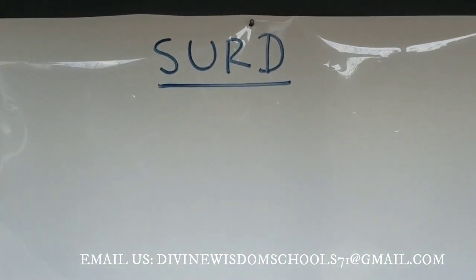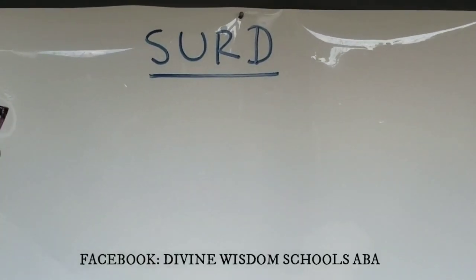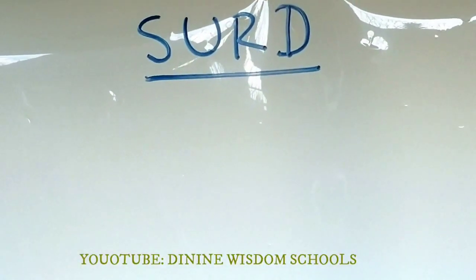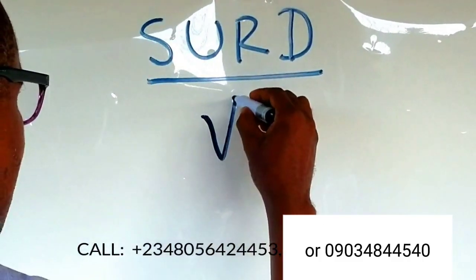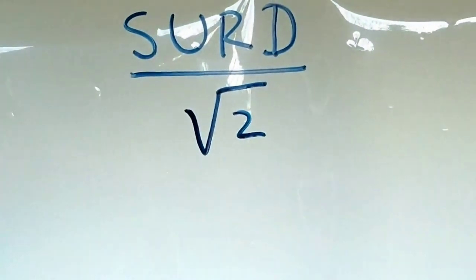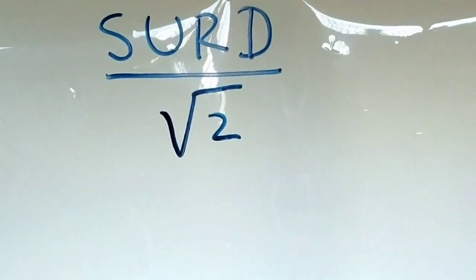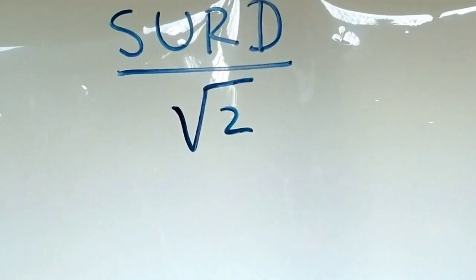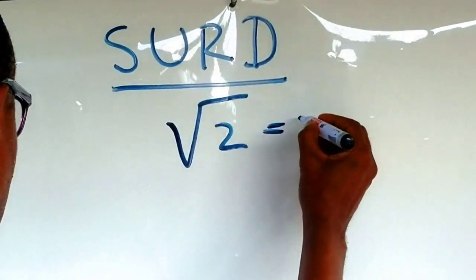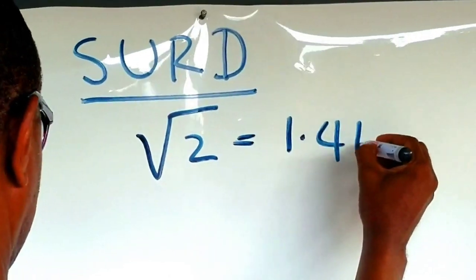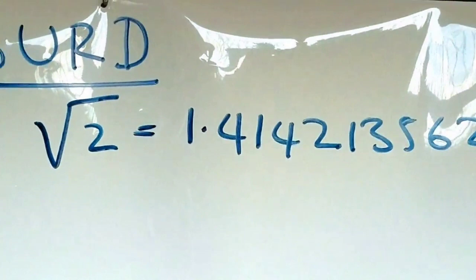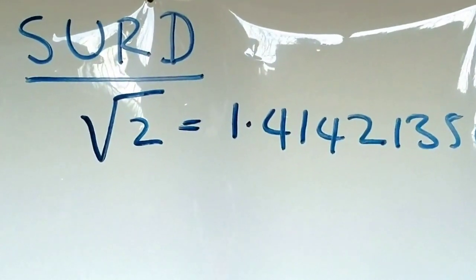Surds are roots which cannot be expressed as rational numbers. For instance, if I write something like this, √2, and you use your calculator and check the value, it's going to give you 1.414213562.